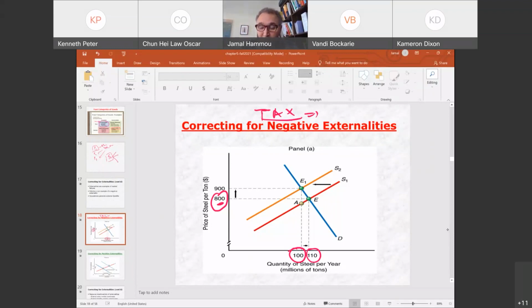It will shift to the left. It will shift to the left to reach what is called the social optimal outcome. And the price will be at 900, and we're going to produce only 1,000. That's how you correct for externalities.